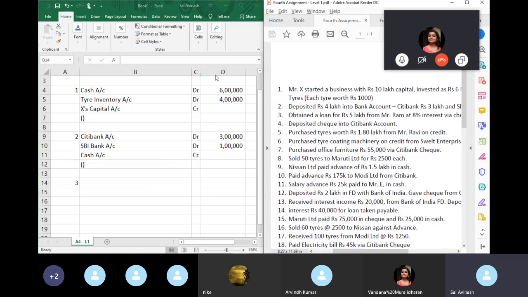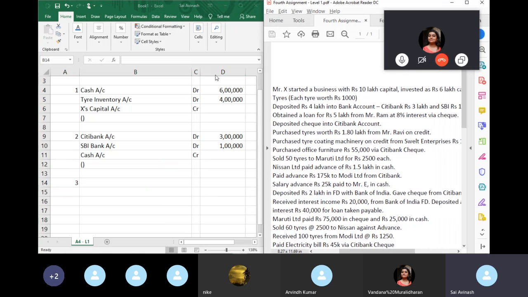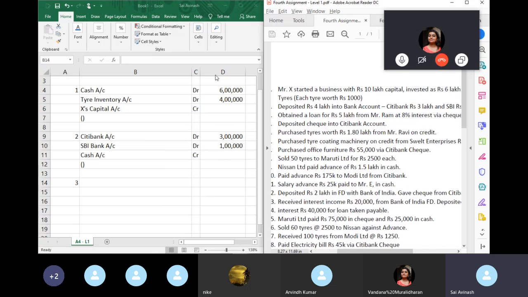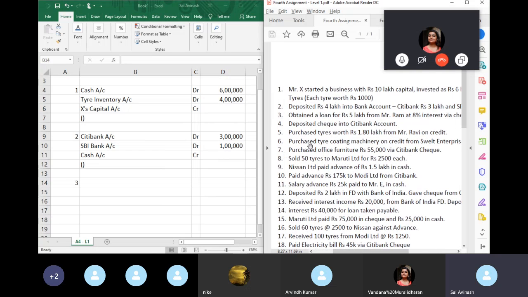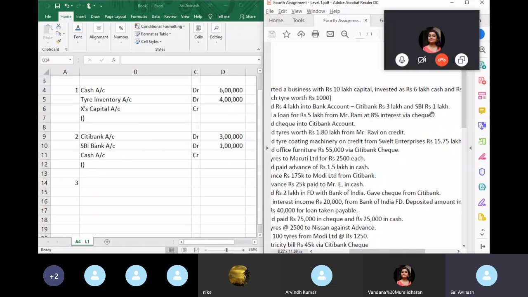The third entry is obtained a loan of rupees 5 lakh from Mr. Ram at 8% interest via check. Now, before you start this, also read the next one where we understand he deposited the check into Citibank account. So we understand that he obtained loan, but he has not deposited the check yet. So if you remember, we learned something called a check in hand account, right? So we'll be applying that here.